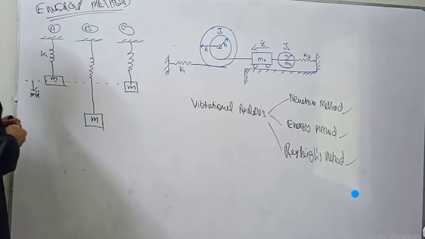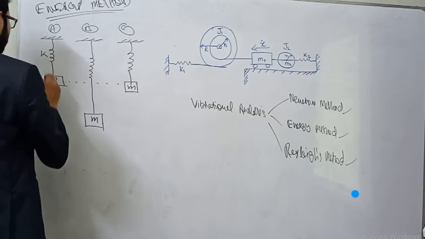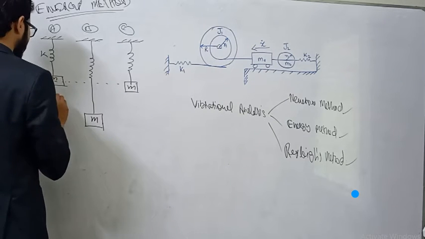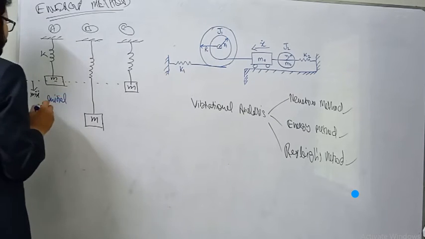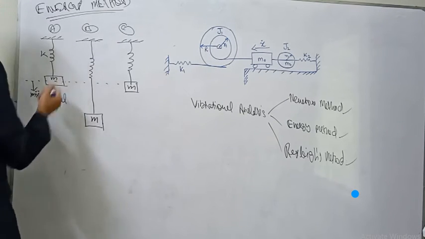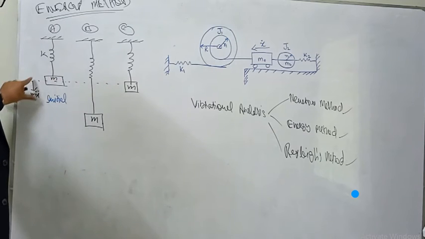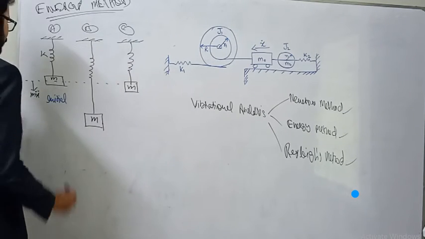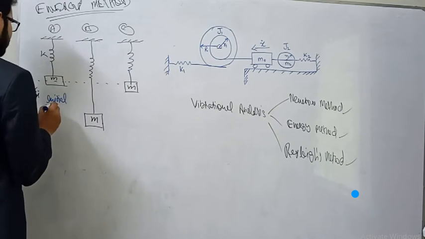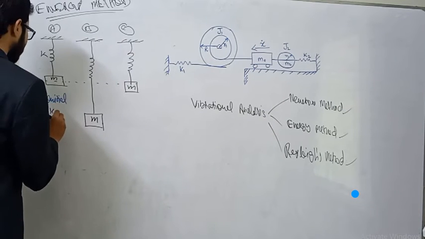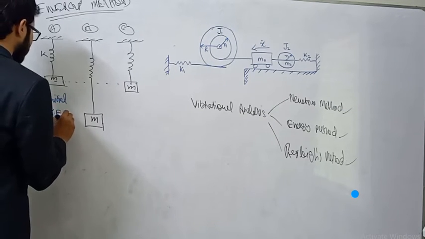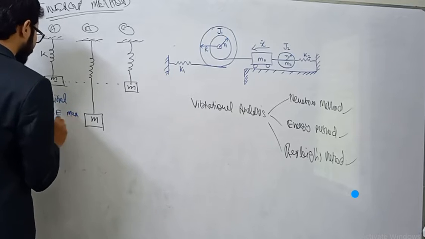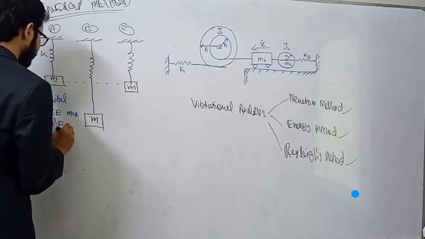So, the difference between these three cases. This is the initial case. In the initial case, kinetic energy is stored in the mass because of the application of an external excitation force. So in this case, which energy will be maximum? Initially, kinetic energy will be maximum and potential energy will be 0.